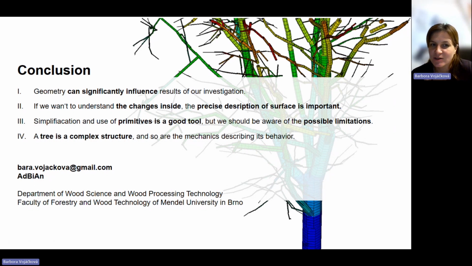At the end, I would like to say that the geometry is really significant. It's significant even for our calculations, but also for other kinds of analysis. For dynamic analysis, it's really important to have precise geometry. Using primitives is a good tool, but we should be aware of the limitations. And at the end, trees are really complex structures, so the mechanics involved are also really complex. So we should be aware of it and try to be more complex in the mechanics as well.